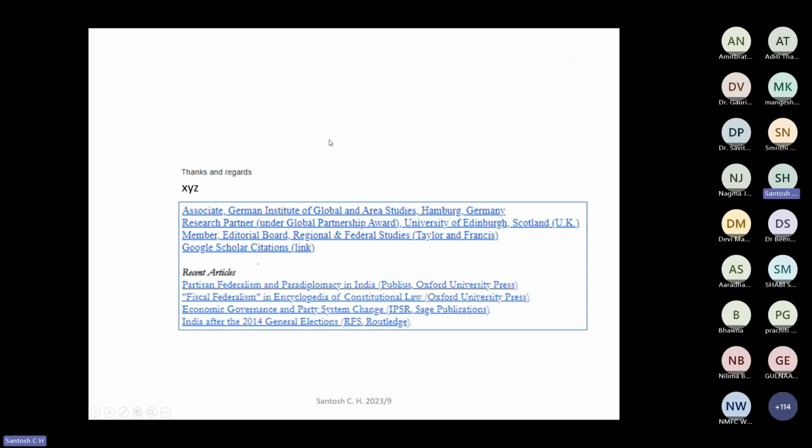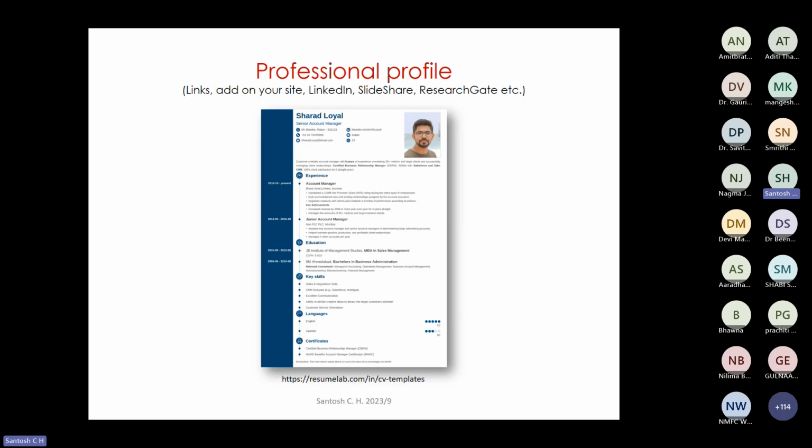Let me give you another example. This is one of the senior professors of the political science department in our university. Three months every year he is in either Germany or the UK conducting some research work, so he is that busy. Even in his mails, when he signs off, by default he adds all these links, recent articles, recent project works. So friends, this is highly impactful and you can follow that.